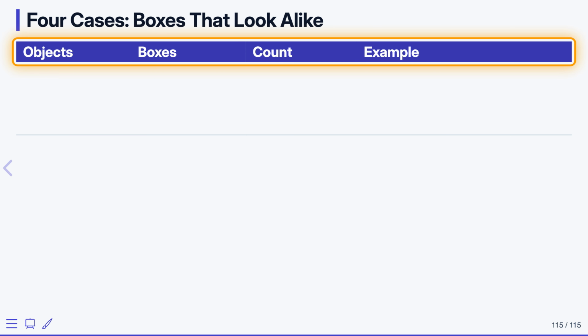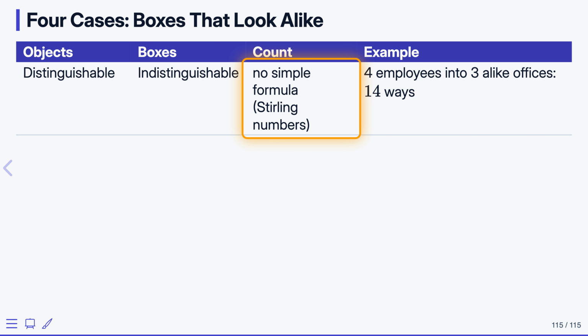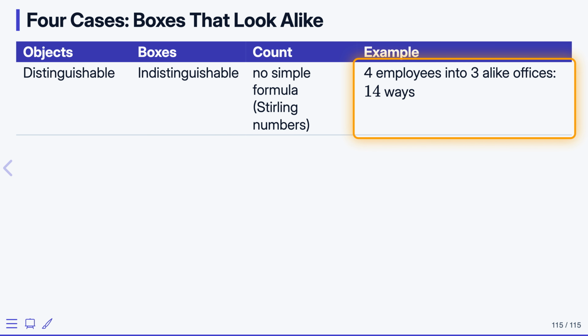These are the last 2 cases. In both of them the boxes are plain, so we cannot tell one box from another. Case 3, distinguishable objects into indistinguishable boxes. There is no simple closed formula. It uses Stirling numbers of the second kind. For example, there are 14 ways to put 4 employees into 3 plain offices.